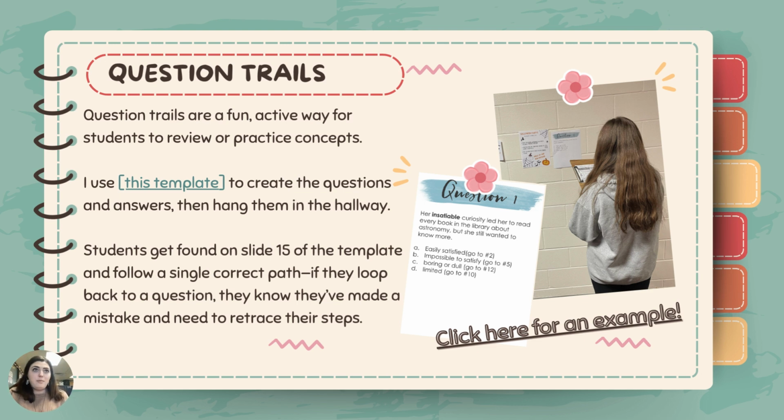Print them, and put them around the room, or I put them in the hallway. You can see a student in the picture there. She's answering one of the questions. They have to go through and answer those questions. Once they get an answer that they think is correct, then they move on to the next one. It'll tell them go to number 5, and so they'll go to number 5 and keep answering. Again, if they visit a spot that they've already been, they've done something wrong and have to backtrack.